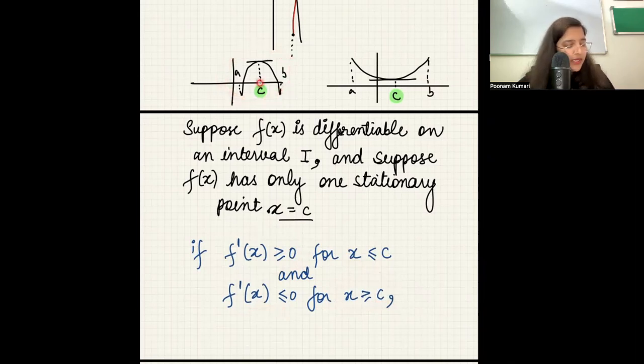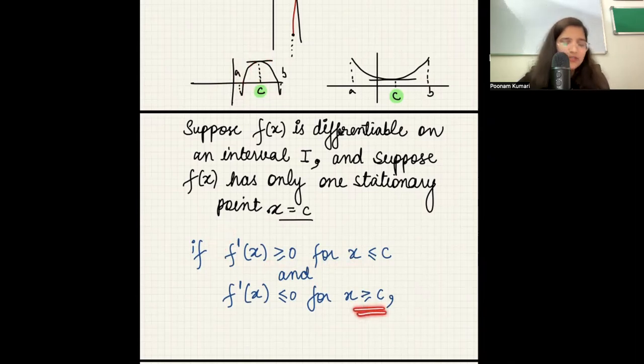To the left of point C, I have to check what is the slope of my tangent. Is it positive or is it negative? This case is saying if to the left of point C, your slope is positive or equal to 0. So to the left of this point, I can see that my slope is positive, positive, positive, positive, and at this point, it is 0. So this condition is being satisfied, right?